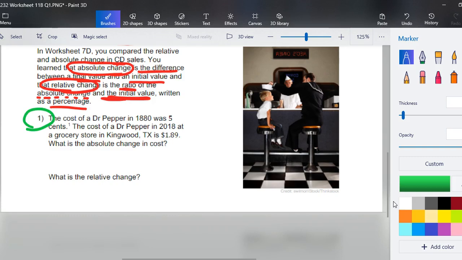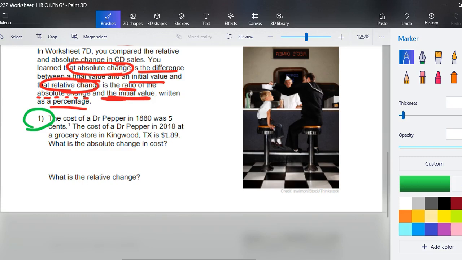Question 1 states that the cost of a Dr Pepper in 1880 was 5 cents. The cost of a Dr Pepper in 2018 at a grocery store in Kingwood, Texas is $1.89. What's the absolute change in the cost?